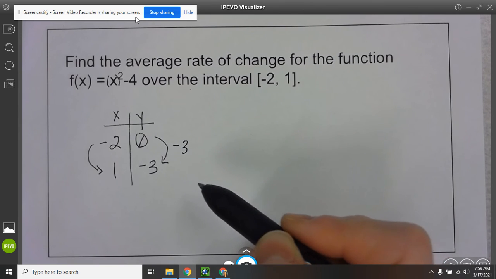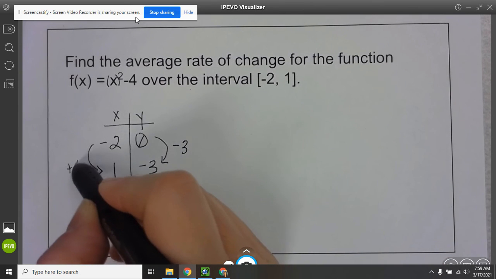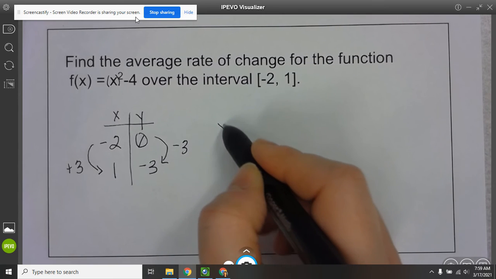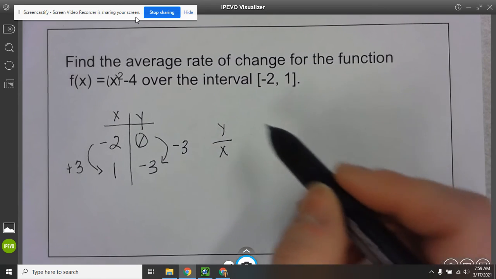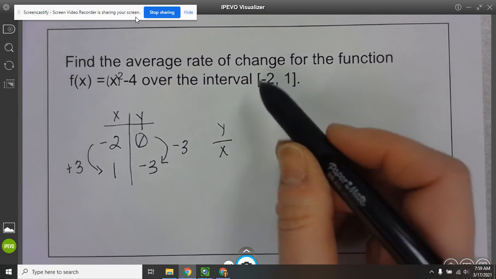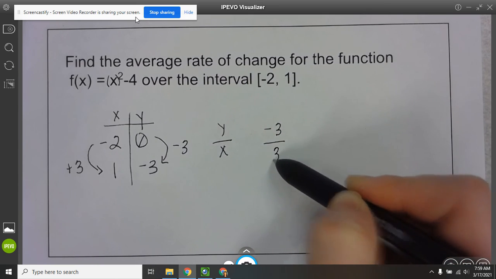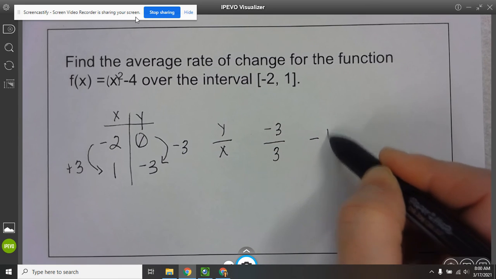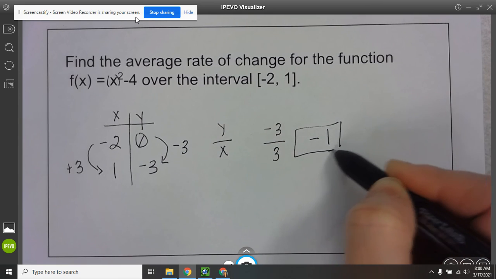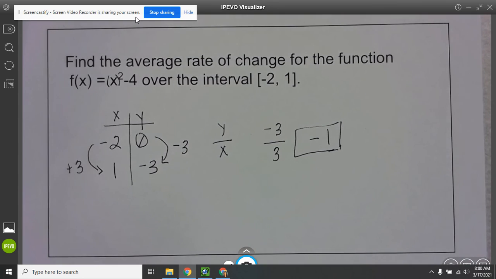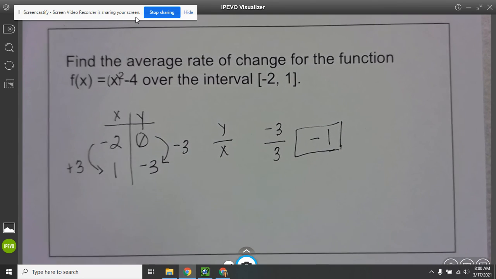So now I'm going to look at the y change and the x change. Here I'm subtracting 3. On this side, I'm adding 3. And remember, y over x, always y over x. So my y change was -3. My x change was +3. So this rate of change here simplifies to -1. In the next video you're going to watch, you're going to look at why we would use average rate of change, and we're going to look at some word problems and some graphs that go along with those word problems.